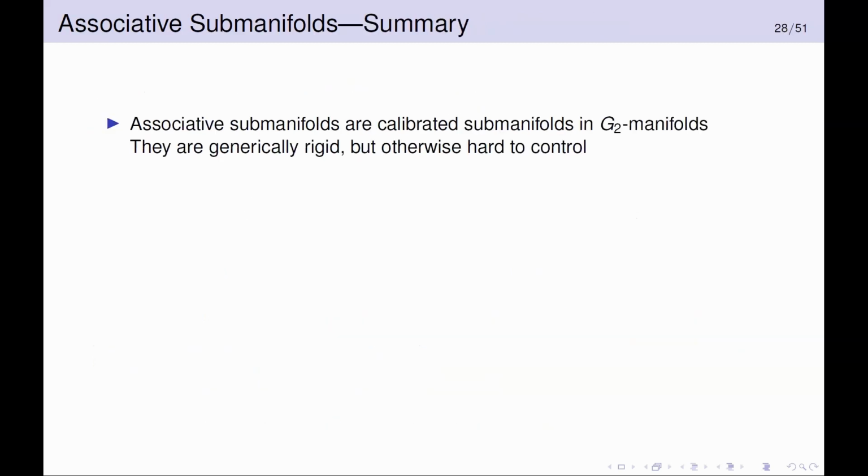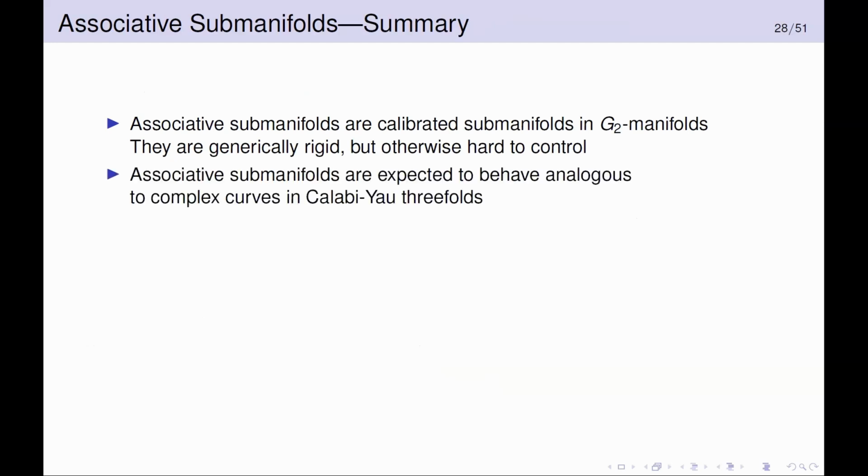Okay. So, short summary: associative submanifolds are calibrated. We've heard that long enough. They're generically rigid, but otherwise very hard to control. They are expected to behave in a similar way as complex curves in Calabi-Yau manifolds. We haven't had talks about this, but I think there's a lot of higher category theory going on, starting from these complex curves in Calabi-Yau manifolds. So maybe this is also some point where you might find that some idea could apply in this context.